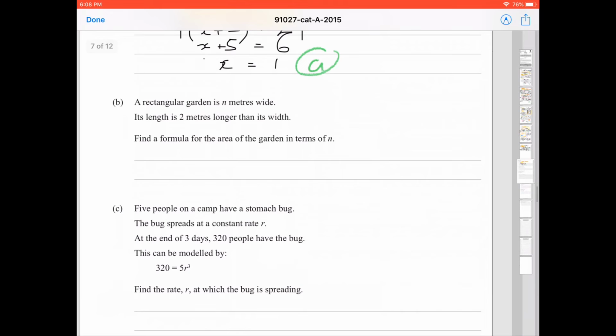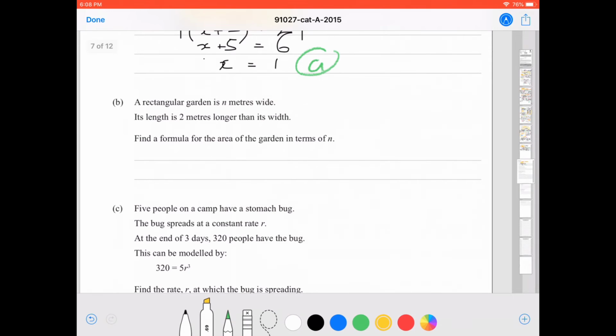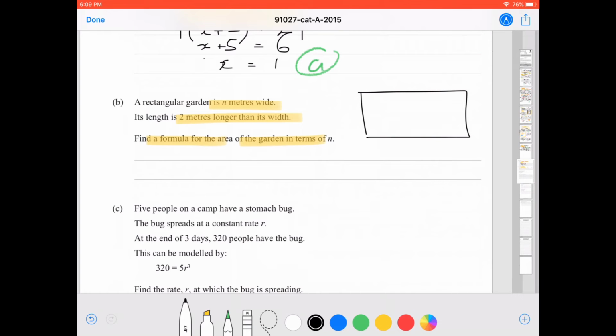Okay, moving on to question 3b. It says a rectangular garden is n meters wide. Its length is 2 meters longer than its width. Find a formula for the area of the garden in terms of n. So we can draw this. We've got a rectangle, and it says it's n meters wide. So n is the width, and its length is 2 meters longer than its width.